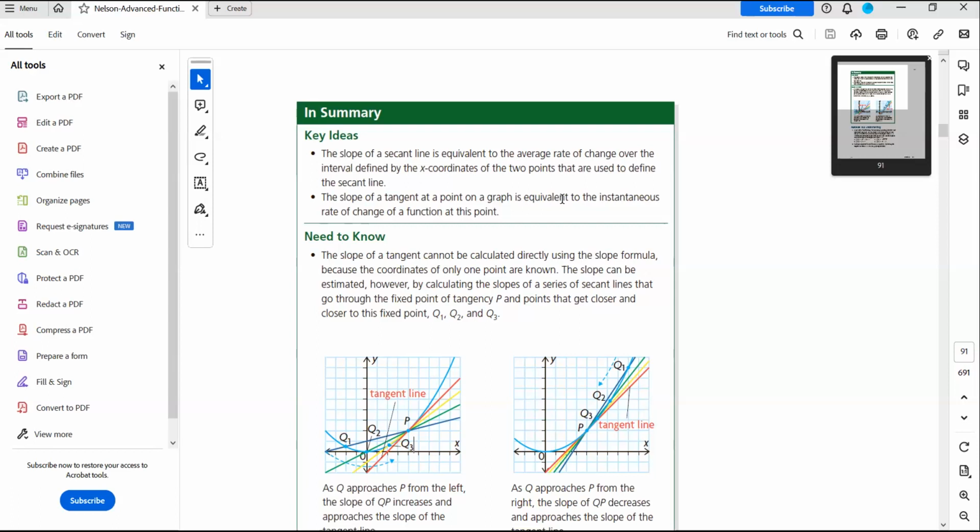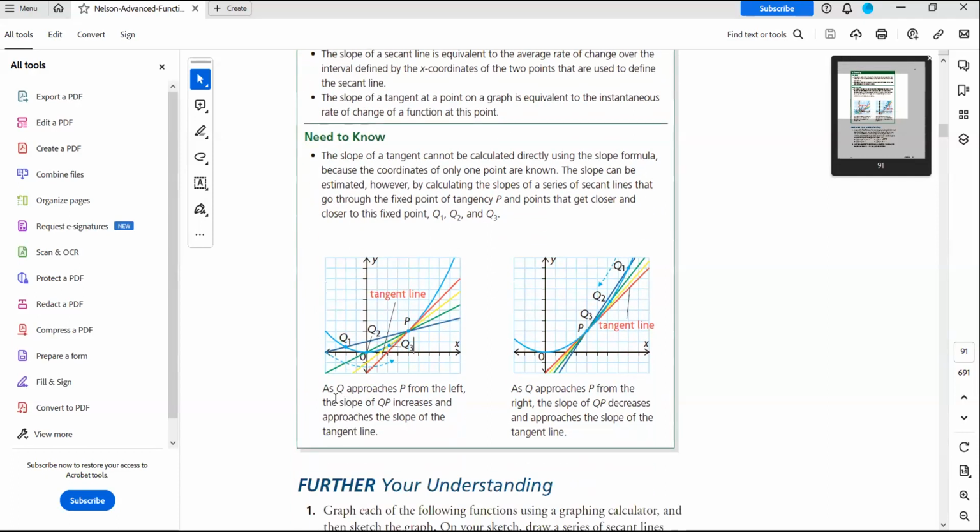The slope can be estimated, however, by calculating the slopes of a series of secant lines that go through the fixed point of tangency P, and points that get closer and closer to the fixed point: Q1, Q2, and Q3. In the drawing, you can see as Q approaches P from the left, the slope of QP increases and approaches the slope of a tangent line. On the opposite side, as Q approaches P from the right, the slope of QP decreases and approaches the slope of a tangent line. So what do we have to understand here?